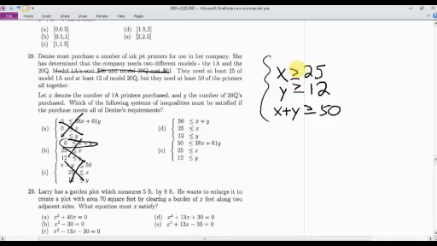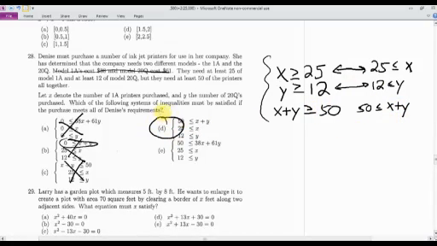Notice that these are written a little differently. This is actually the same thing as 25 less than or equal to X. Because if you're just going to flip it over, bring the 25 to the left-hand side and the X to the right-hand side, the inequality has to flip too. So we'll get 12 less than or equal to Y. And if you do that over here too, it's 50 less than or equal to X plus Y. Now if you do that, you see how it matches D? Hopefully you do. But there you go, that's the answer to 28. It is D.